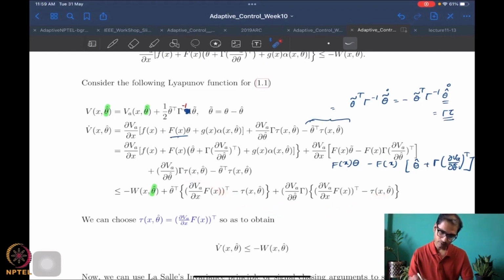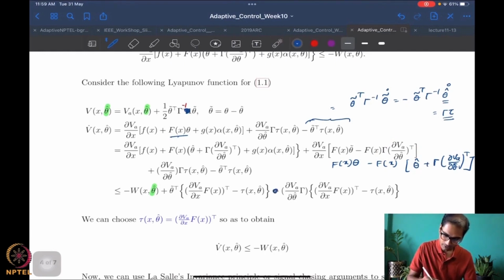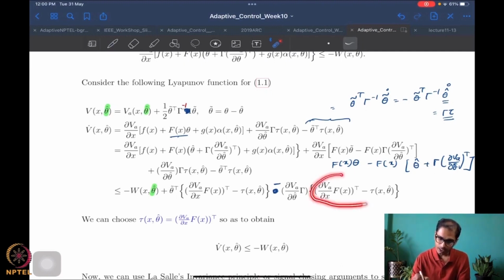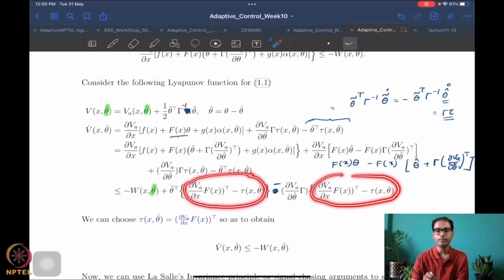And this term, if you see, del VA del theta cap gamma gives me a del VA del X fx whole transpose with a negative sign. So actually, this should be a negative sign. So there's a sign error. This should be a negative sign. But notice one interesting thing. This term in this curly bracket and this term in this curly bracket is exactly the same. These are exactly the same terms.